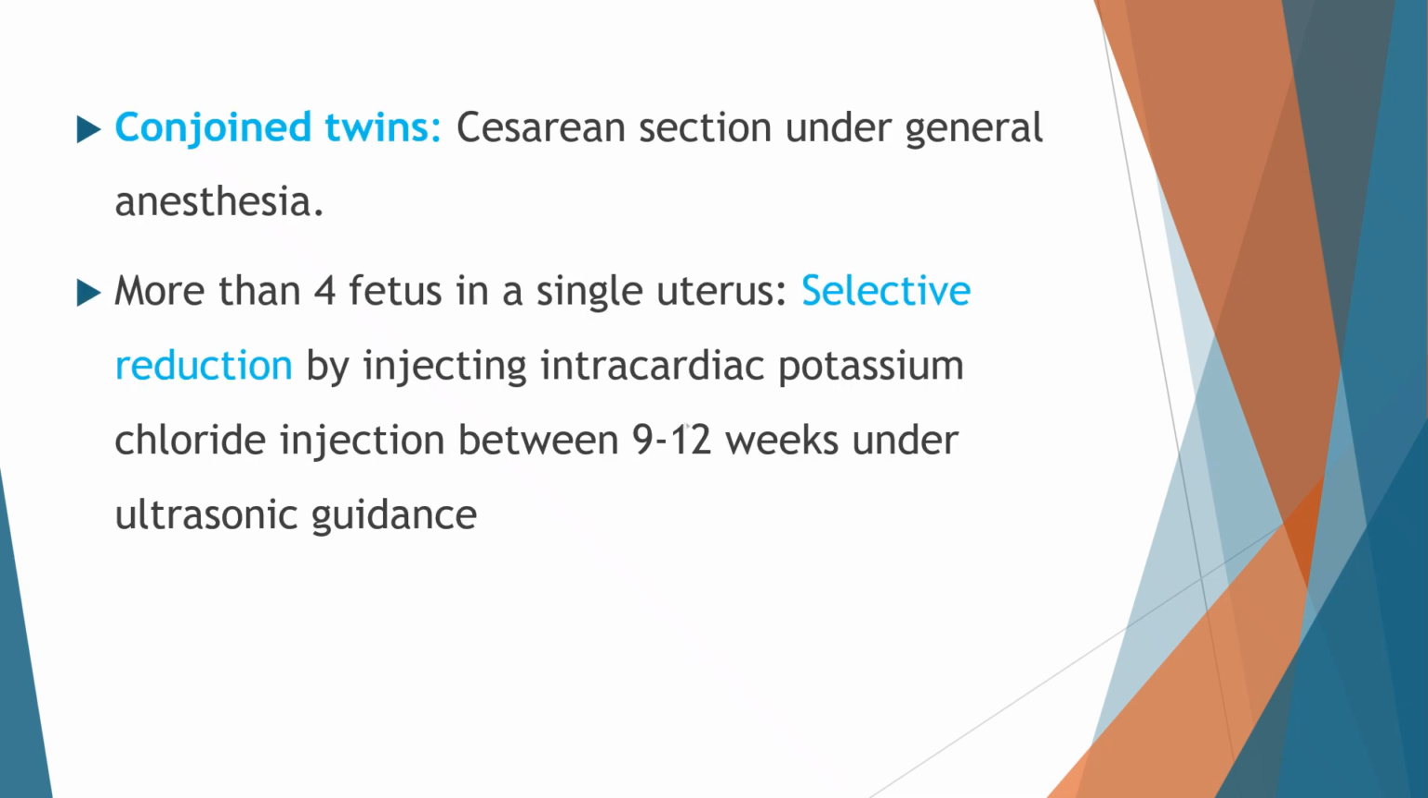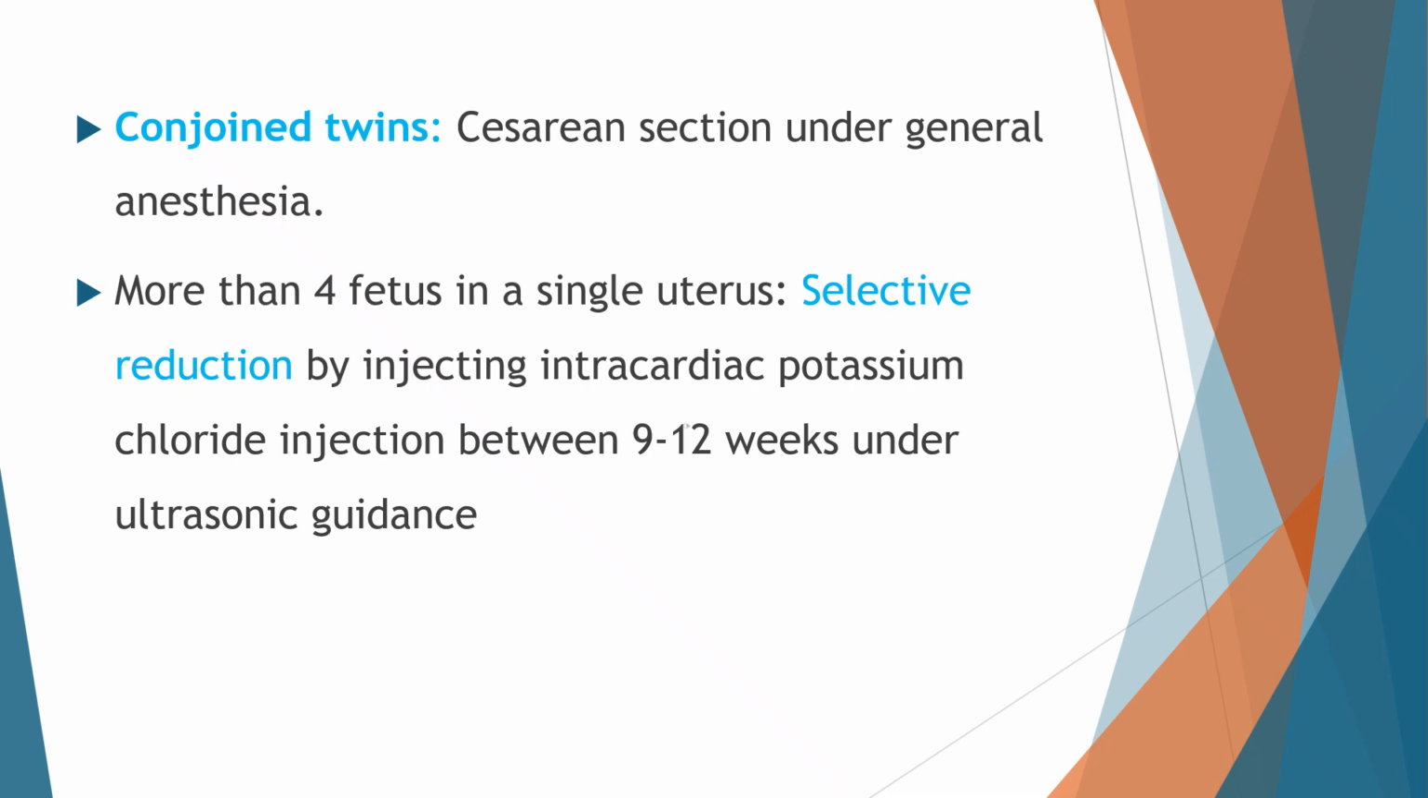In the case of conjoined twins, vaginal delivery is not considered safe because the babies are physically joined, which can lead to serious complications during labor. For this reason, delivery is planned by caesarean section and is done under general anesthesia to allow better control and ensure the safety of the mother and babies.